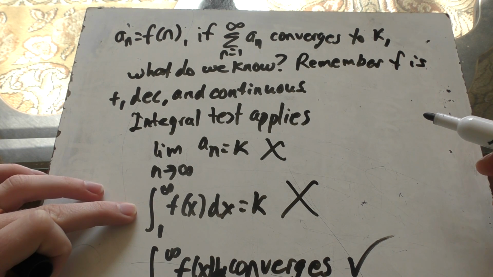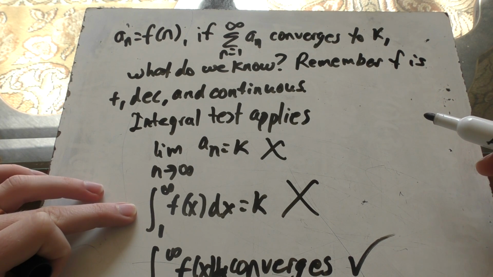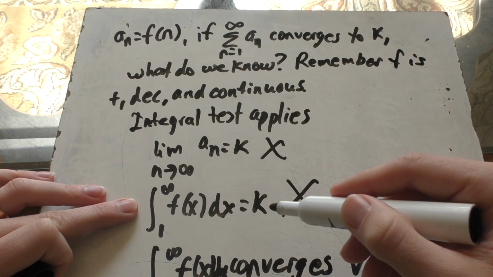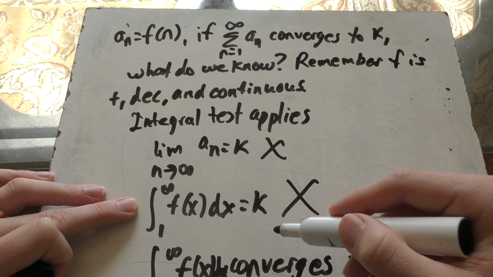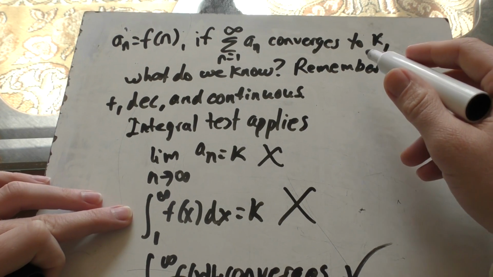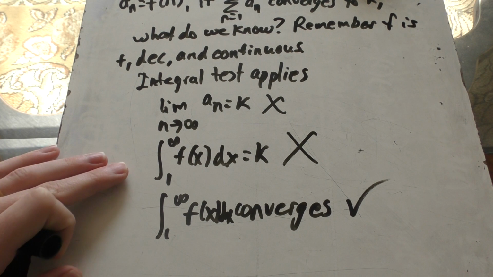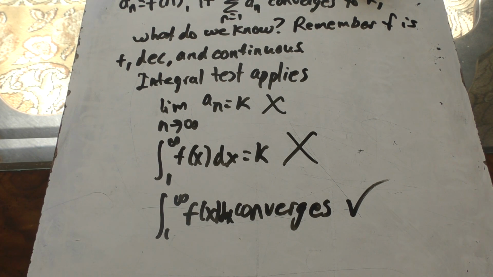Please file that away, make a note of it somewhere, add it to the 10.3 packet. That's big information. The integral from 1 to infinity of f of x dx does not have to approach k just because that's what the series converged to. All the integral test says is that the integral converges.